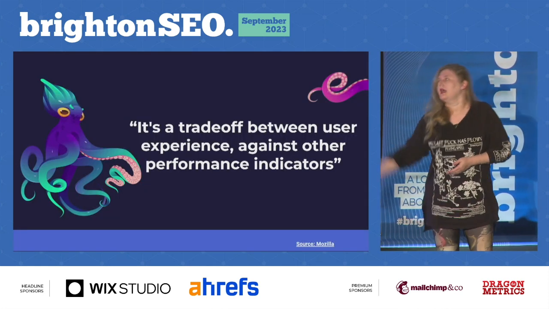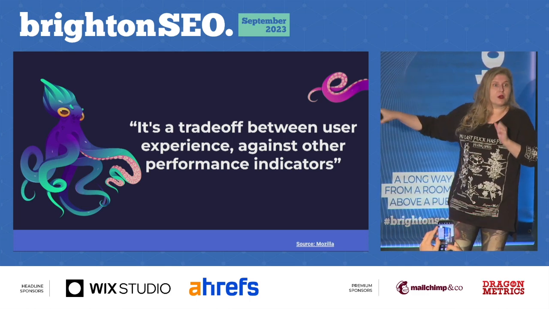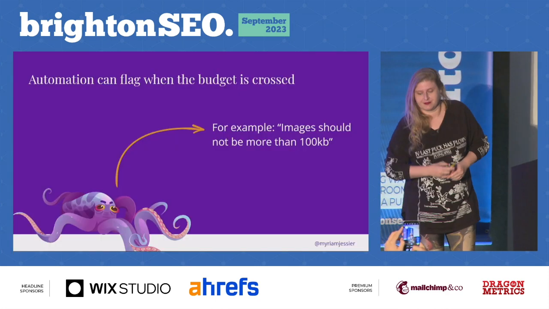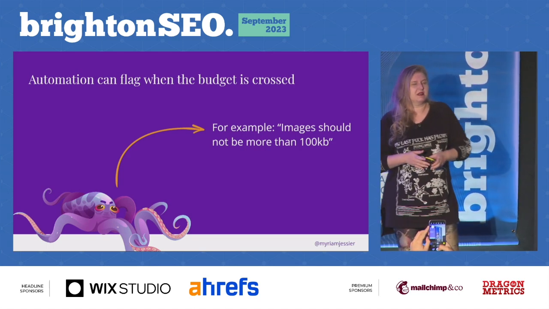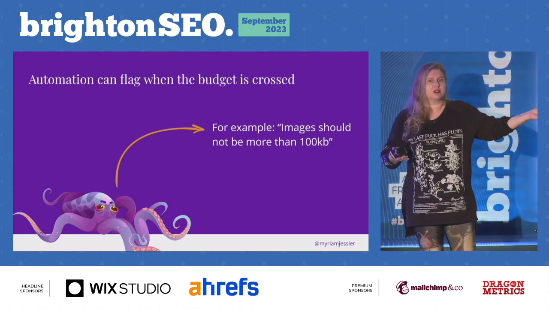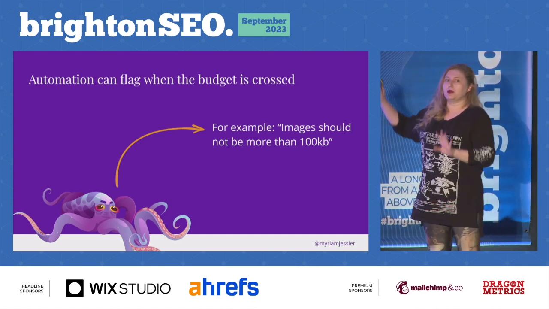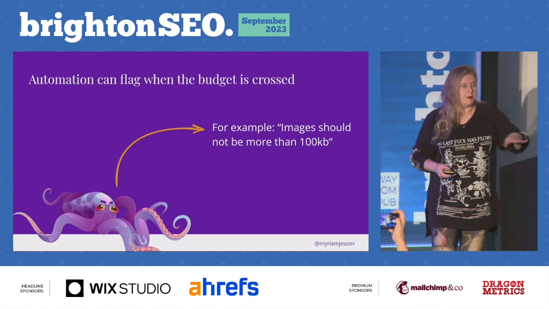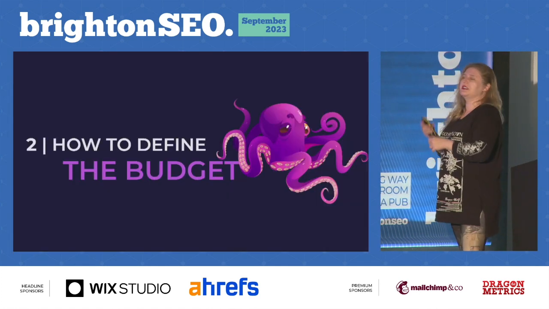Let's be responsible. It's a trade-off, okay, between user experience against other performance indicators, like conversion rate. Yeah, so it's a bit complicated. And the nice thing about having a budget, something realistic, is that you can also use automation to flag when your budget is crossed. We spent too much, we're aware of it, we get an alert. So an example, an easy one, images should not be more than 100 kilobytes. This is just arbitrary, okay? But you can tell a tool that, and it will flag it for you. So how are you going to define the budget?